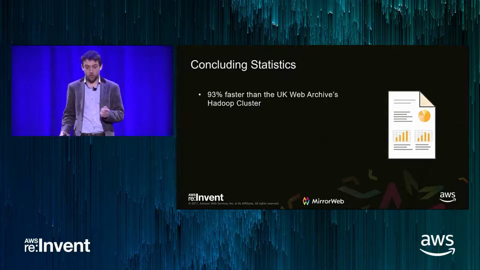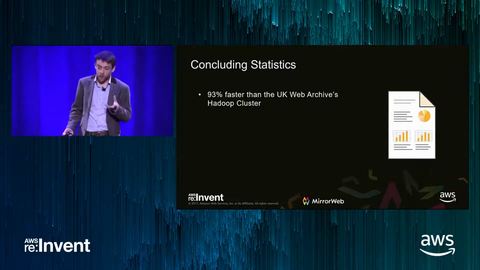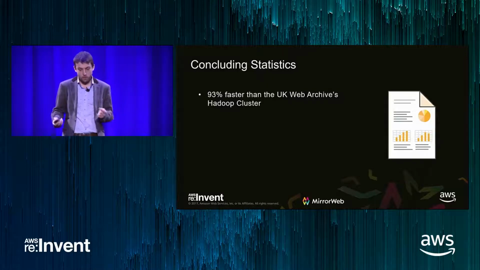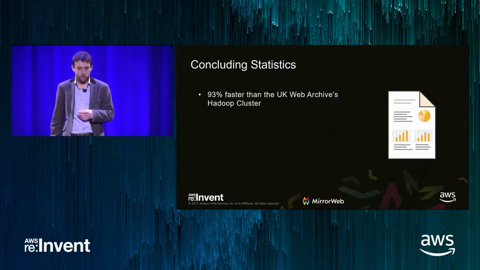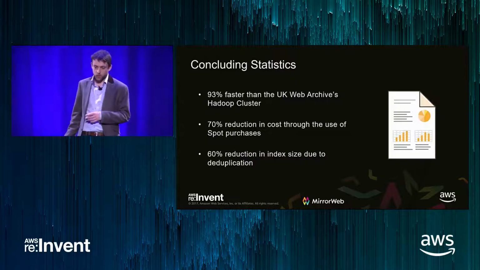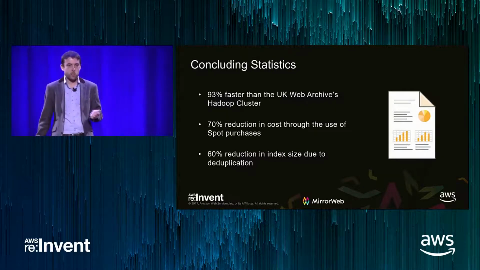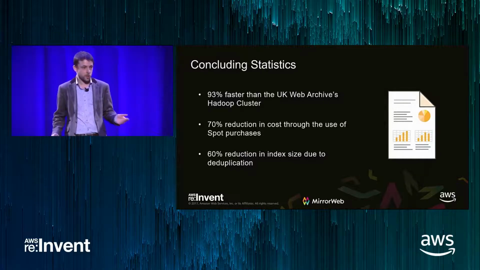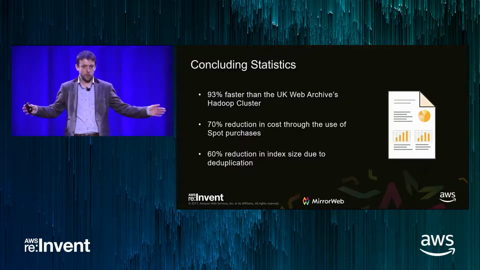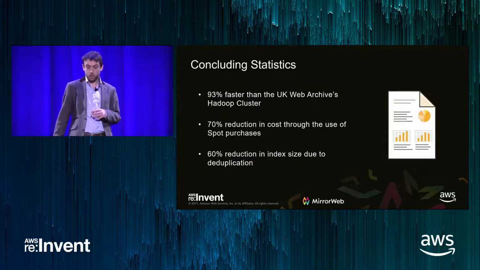So, concluding statistics, what did we end up with? We ended up with 93% faster than the UK Web Archive's Hadoop cluster. Obviously, we got a 70% reduction in cost with the use of spot purchases and 60% reduction in the index size due to deduplication. And that saved us a lot of money, that deduplication. Because if we had to run an 8 terabyte cluster with undeduplicated, it would have been very expensive.